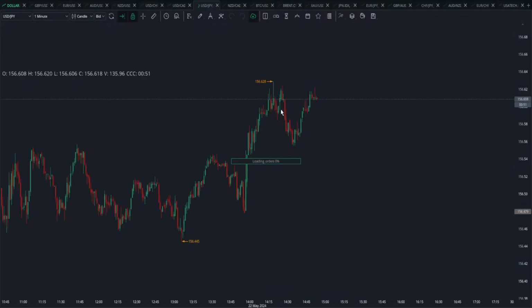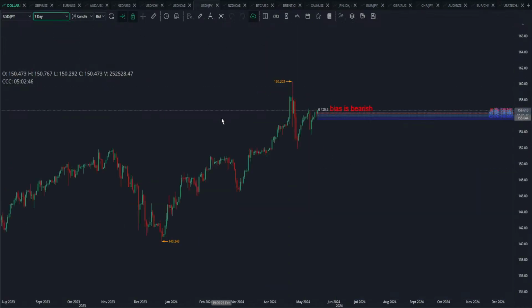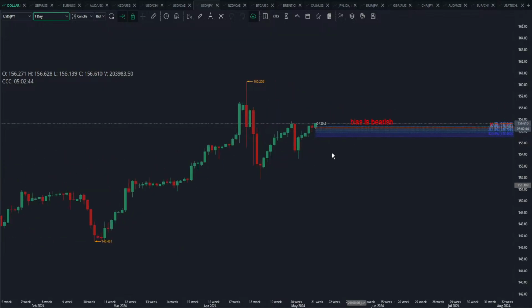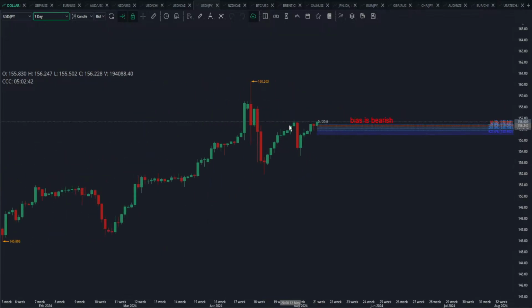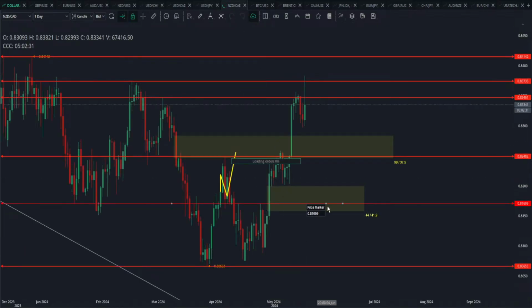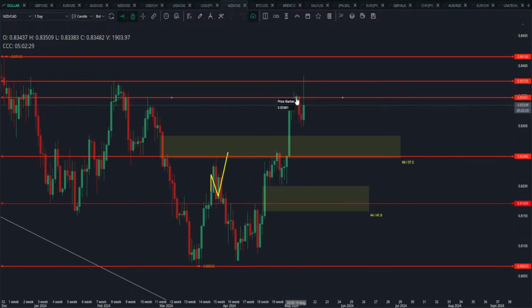USD JPY, also in a similar fashion, is trying to gauge higher markets. Now if I switch it to daily, you will see that the daily bias is bearish here on the basis of this price action, whereas if it trades above this, then the previous high will be exposed as the target, 160.20.